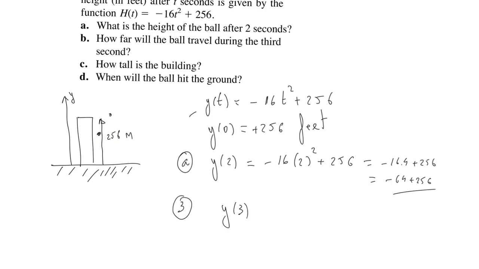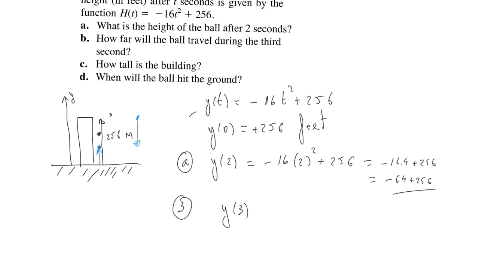y of 3 is the position after 3 seconds. Maybe it's here. So how far has it traveled? It has traveled from here to here, from the top to the position.